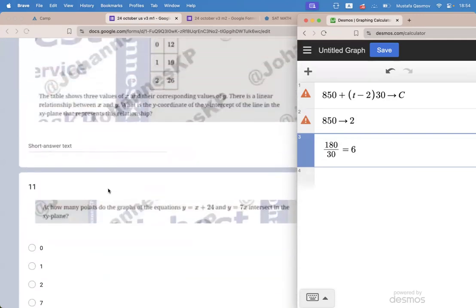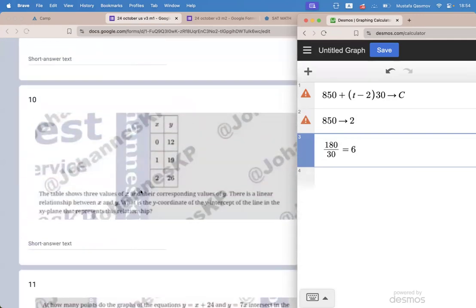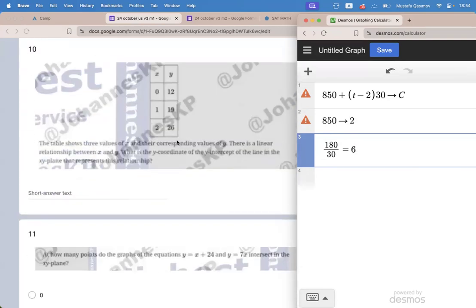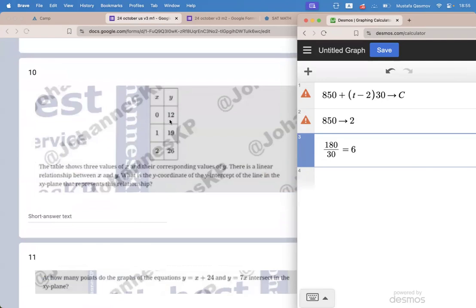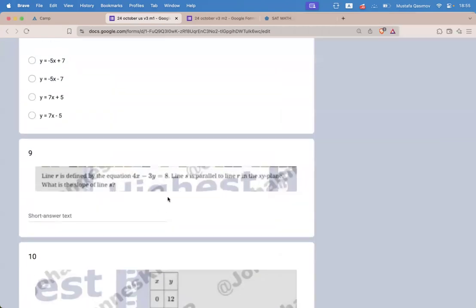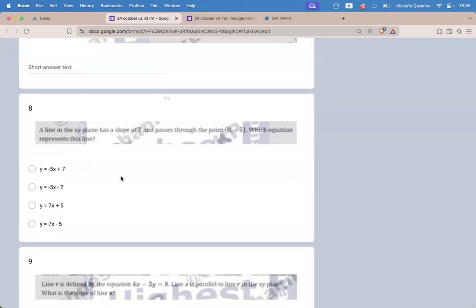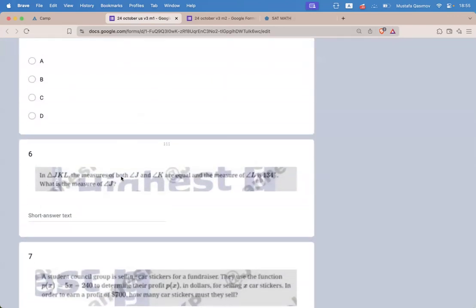You must write the Desmos table. Okay, it's just 12. You don't need to write Desmos. When you see parallel, find the slope. Desmos, and so on.